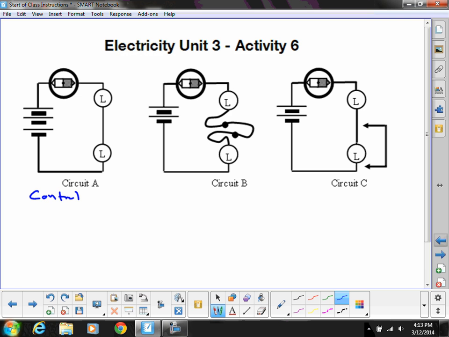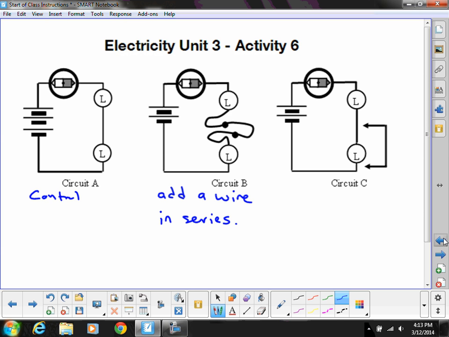In circuit B, we're going to add a wire in series into the circuit. You'll notice that between the two long bulbs that we have some extra wire, which is why it looks all wavy.